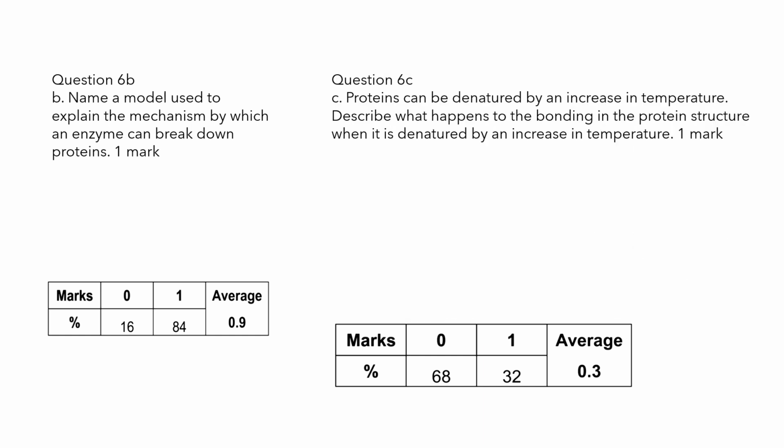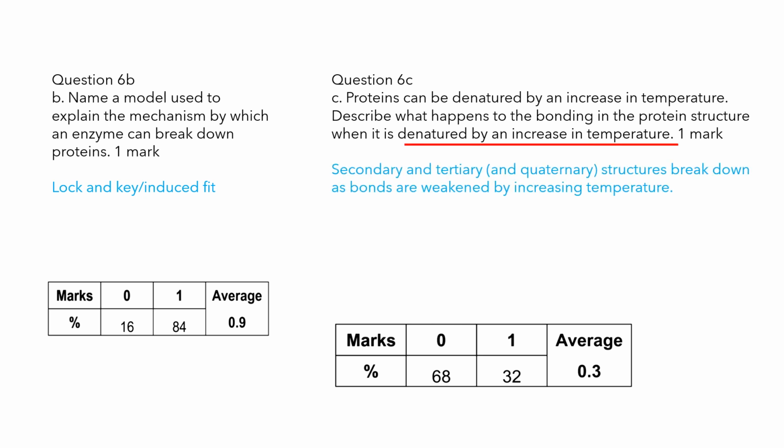The lock and key model or induced fit model is used to explain the mechanism of the enzyme. When the temperature increases, secondary, tertiary, and quaternary structures break down as these bonds are weakened.